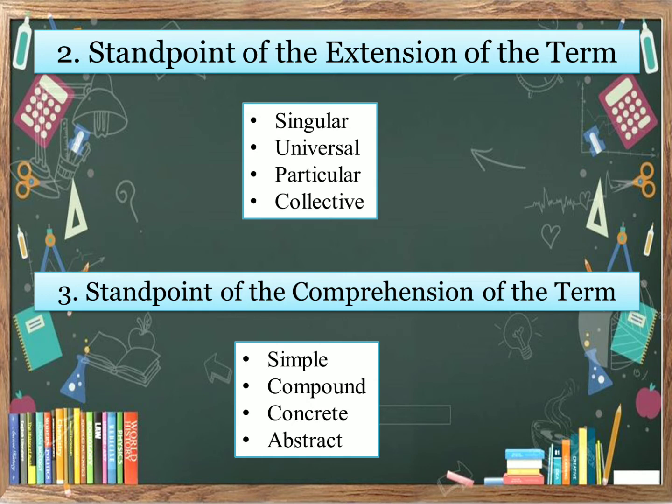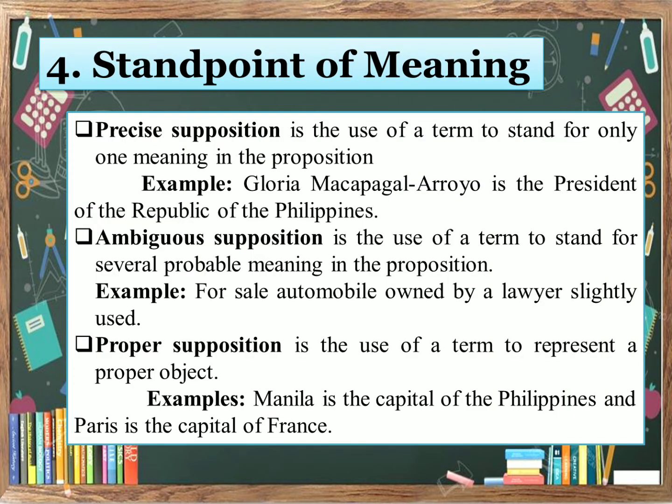From the standpoint of the extension of the term, supposition is divided into singular, universal, particular, and collective. And from the standpoint of the comprehension of the term, supposition is divided into simple, compound, concrete, and abstract. The discussion given earlier on the classification of ideas in terms of comprehension and extension applies to these two standpoints. From the standpoint of meaning, supposition is classified as precise, ambiguous, or proper.